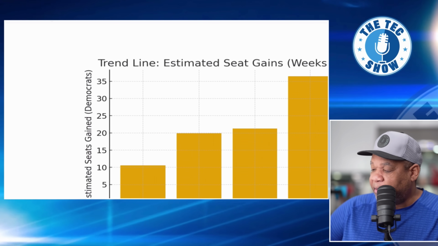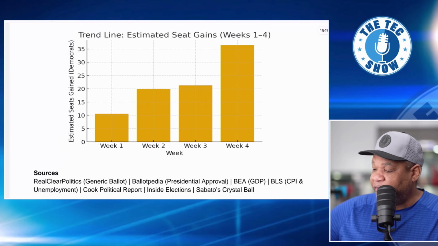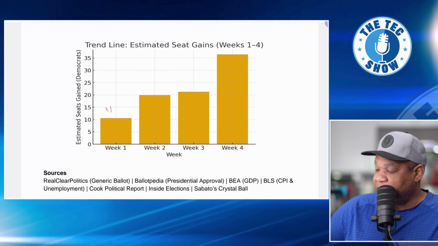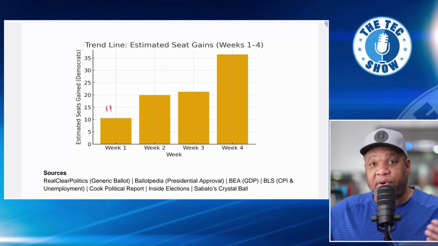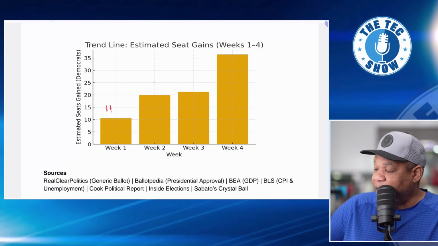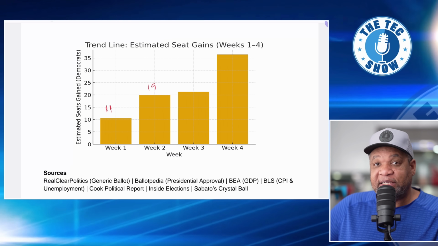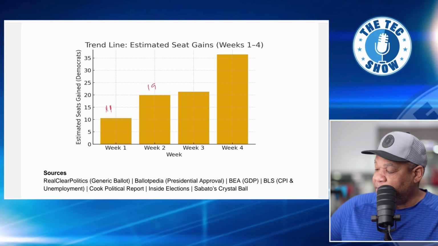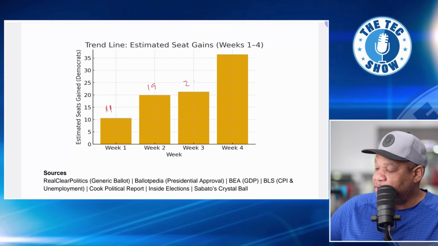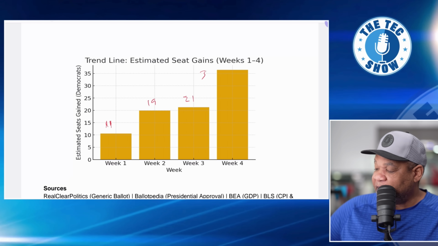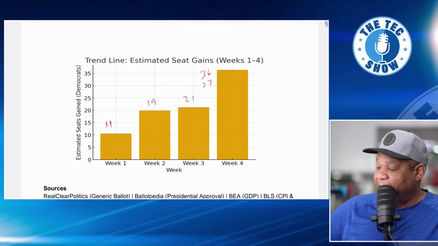Now, let me show you. I want to just show you the history just so you guys see what I'm talking about here when it comes to what we've uncovered just in the last 4 weeks. So the first week, it was 11. So 11 seats. That was favored. So Democrats were favored to win 11 seats. Week 2, we went up to, I believe it was 19 seats. So we were there, 19 or 20 seats. That was week 2. Week 3, we moved up to 21 seats. And now week 4, we are at 36 or 37 seats. So that is what we're looking at right now. And so you can see that steep increase.